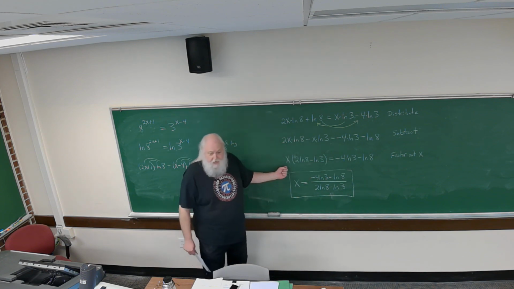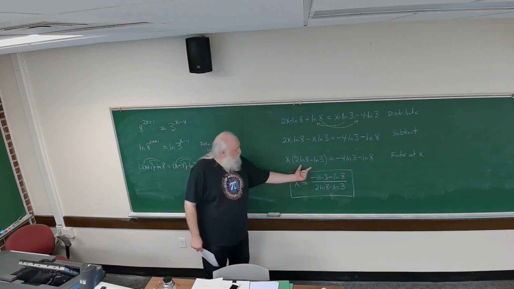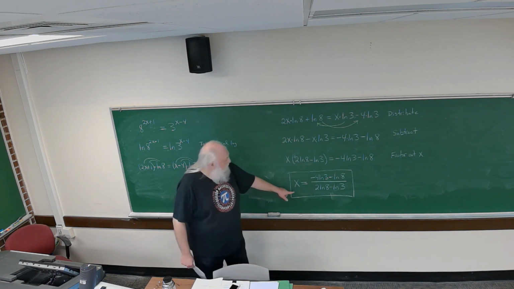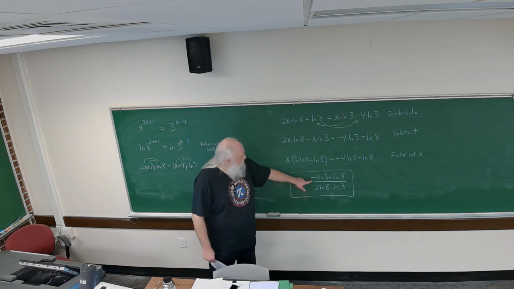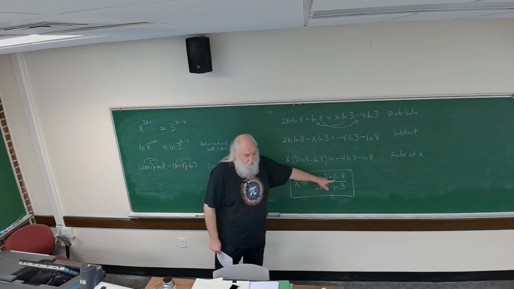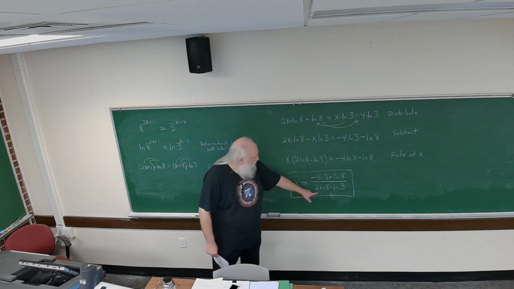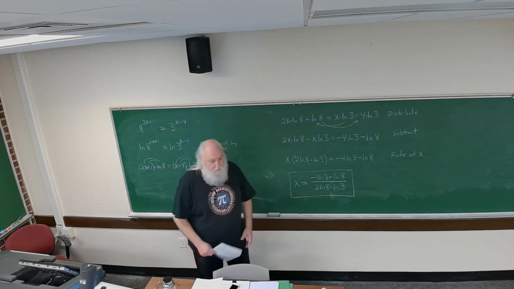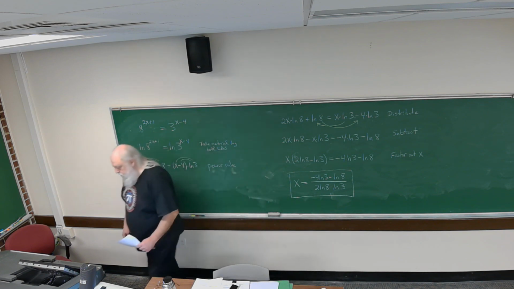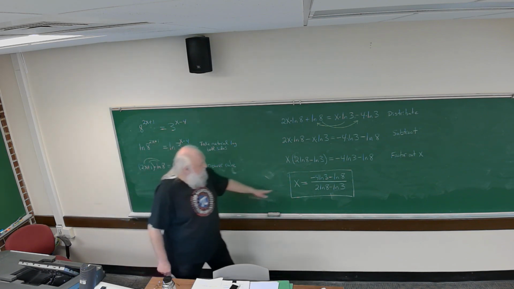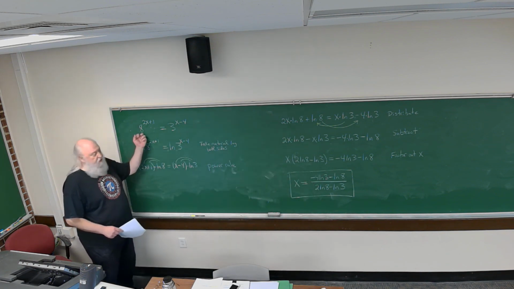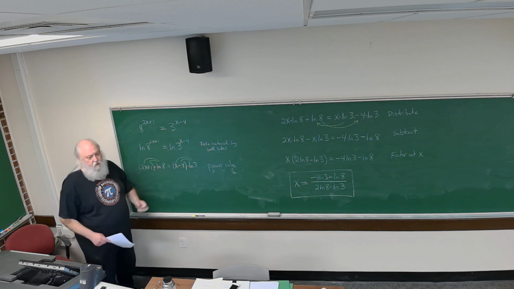And now to isolate x on the left-hand side, we divide both sides by this quantity in parentheses. And when we do that, we end up with x equal to this fraction: minus 4 times the natural log of 3 minus the natural log of 8 in the numerator, divided by 2 times the natural log of 8 minus the natural log of 3 in the denominator. And that is the exact value of x that equates the left-hand side to the right-hand side in our original exponential equation.